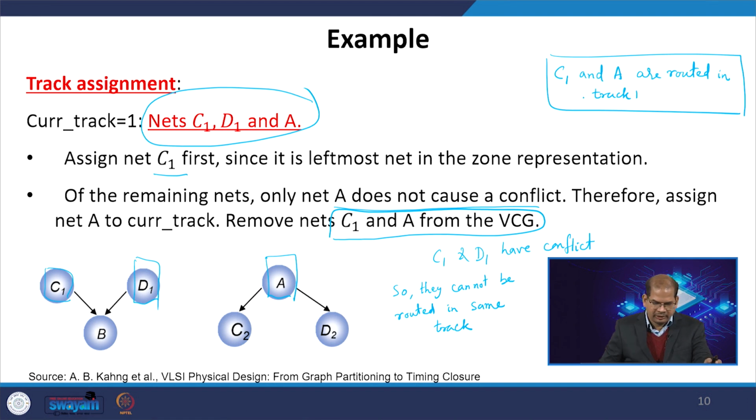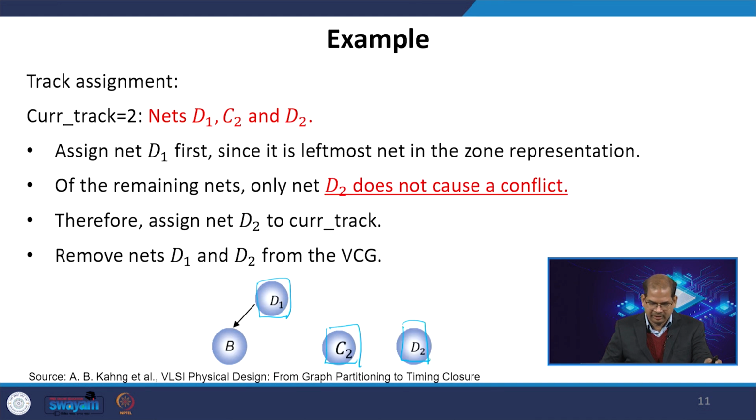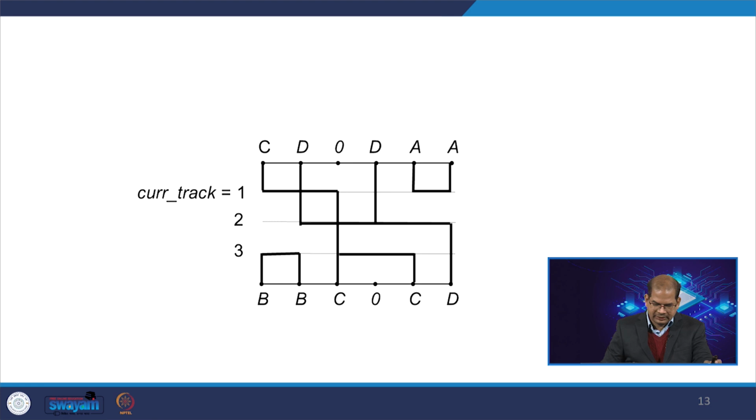Now we will see how C1 and A are routed in track 1 in the final routing stage. If you can see, this piece of metal is C1 and this is A, routed in track 1. Okay. So, this is from the first iteration of the algorithm.